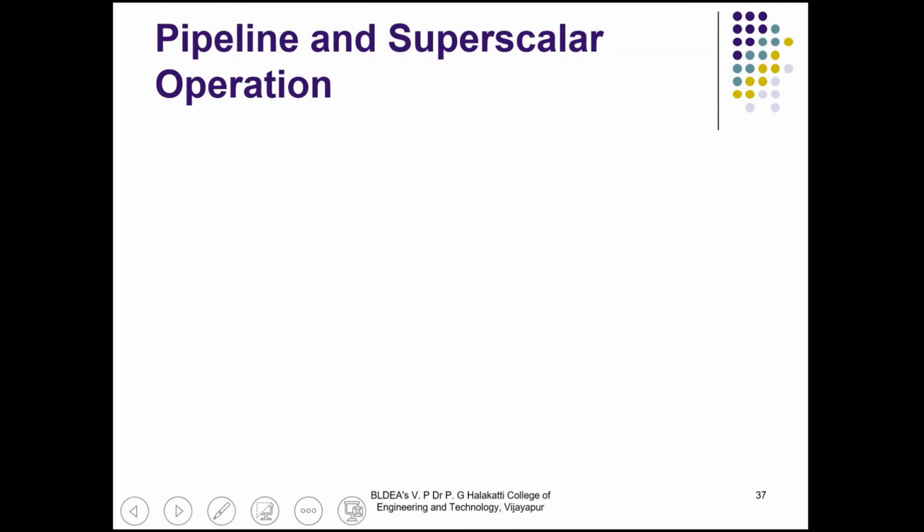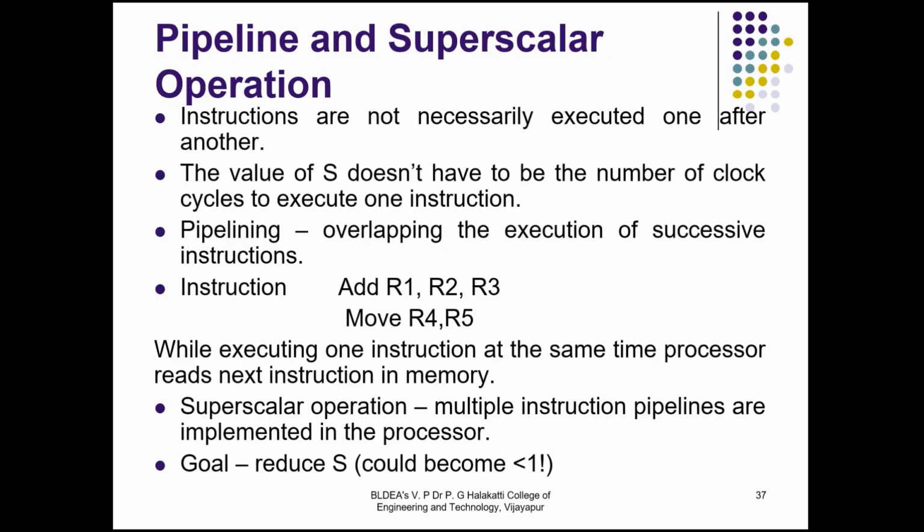Right. So this is how pipelining works. Now, the thing that we need to remember in pipelining is that instructions are not necessarily executed one after the other. The value of S does not have to be the number of clock cycles to execute one instruction. Pipelining overlaps the execution of successive instructions, as I have just shown you with an example, that is add R1, R2, R3 and move R4, R5. Both can be executed in 5 cycles.